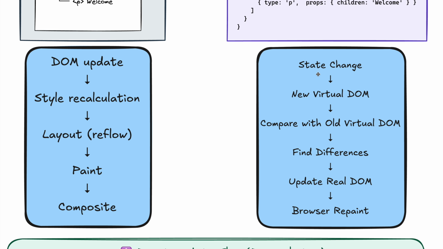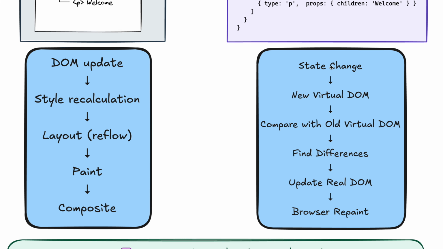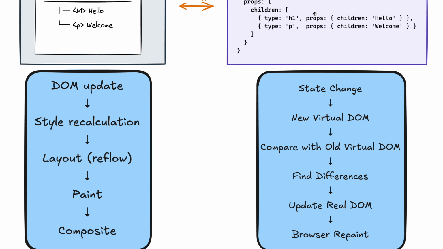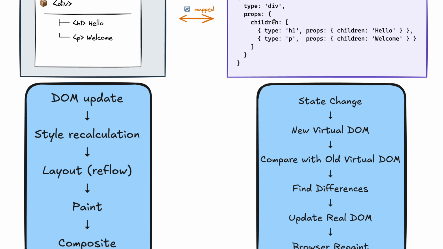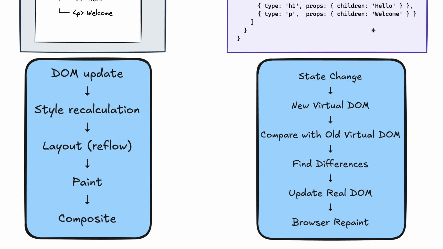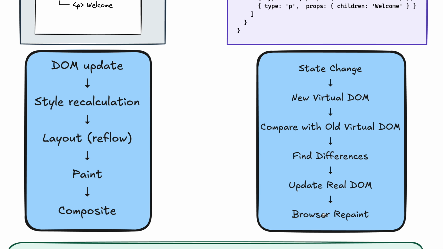In React, we are maintaining a state for each of the tags. Whenever one of the states has changed, for example hello changed to hi, we initially created a virtual DOM tree here. Every time one of the values changes, we create a new virtual DOM tree and compare it with the old virtual DOM tree. Then we find out the differences, update the real DOM, and kick off the repaint process.